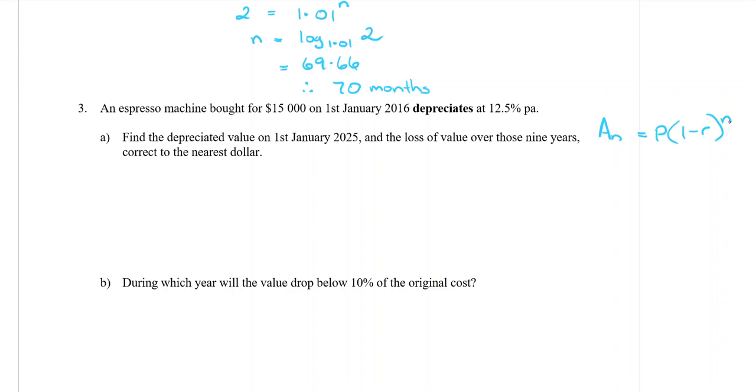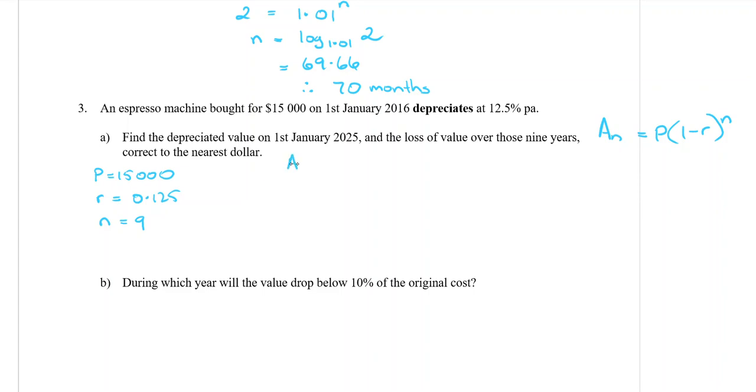Okay, what have we got? We have got a starting value, which is P, of $15,000. We have got an interest rate of 12.5%, which would be 0.125 as a decimal. And we are told to find how much value has been lost in 9 years. So n is equal to 9.